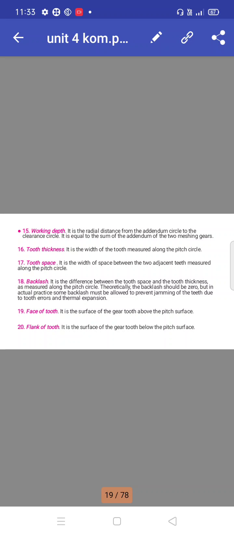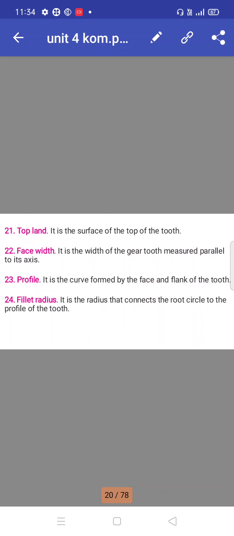Then, face of the tooth. It is the surface of the gear tooth above the pitch surface. Then, flank of the tooth. It is the surface of the gear tooth below the pitch surface. Top land. It is the surface of the top of the tooth.